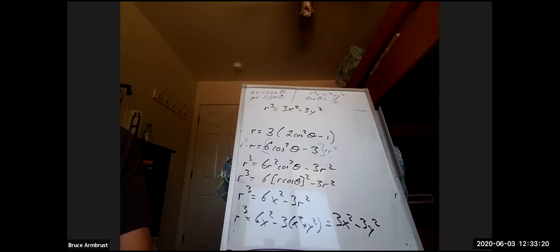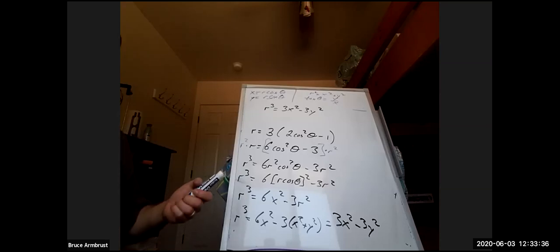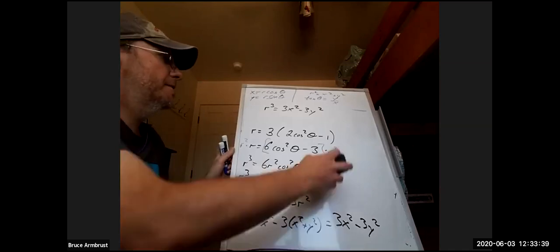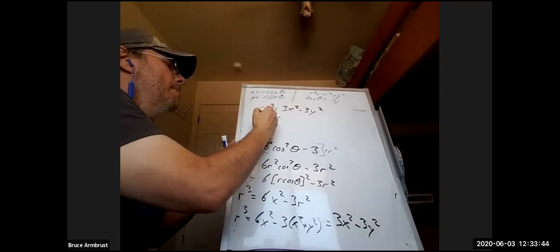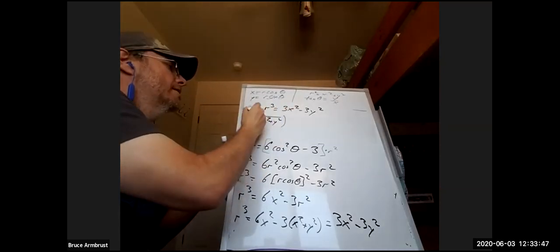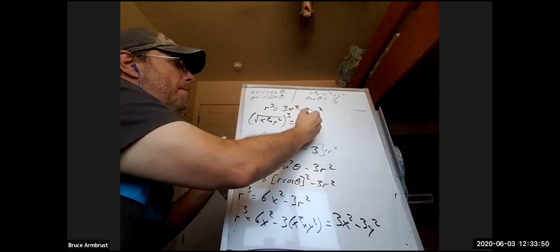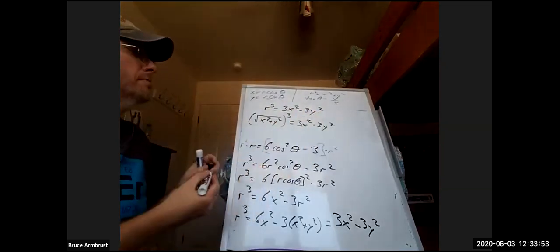Okay, but I'm left with that r cubed. Well, here's what we're going to do. The r, we know what r squared is equal to, but we can actually get r by taking the square root. And so this is going to be the same as the square root of x squared plus y squared, cubed. So where that square root came from was just that original Pythagorean.